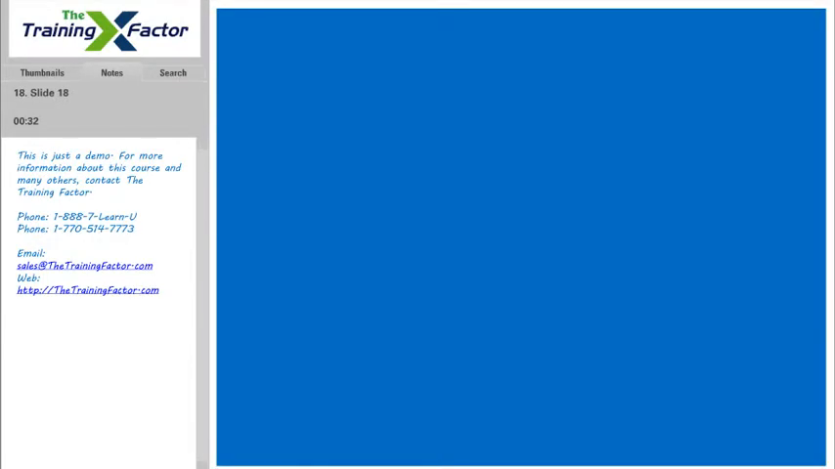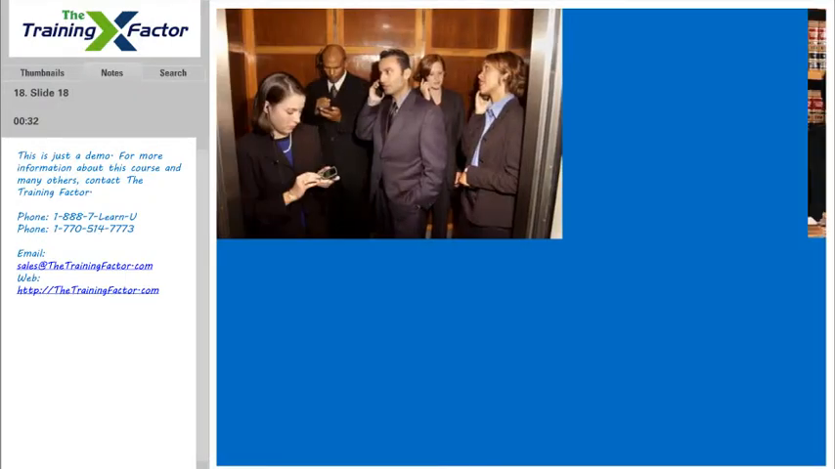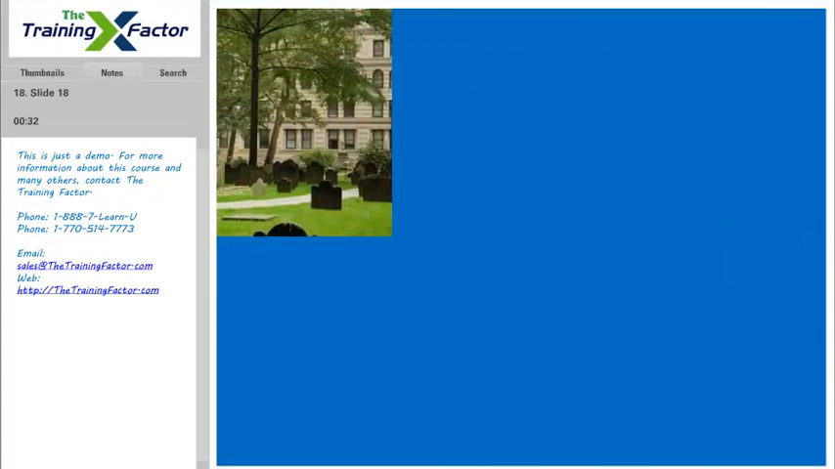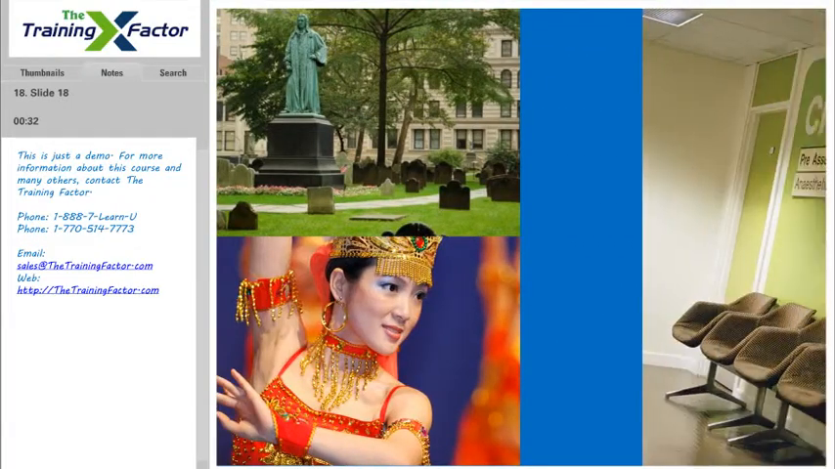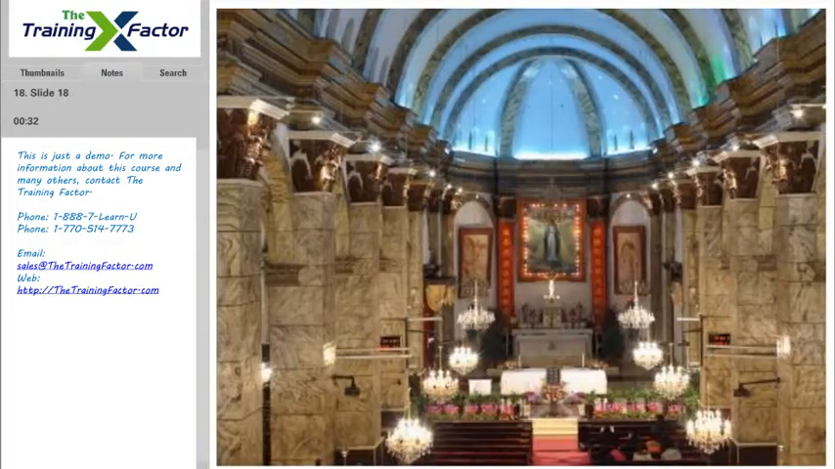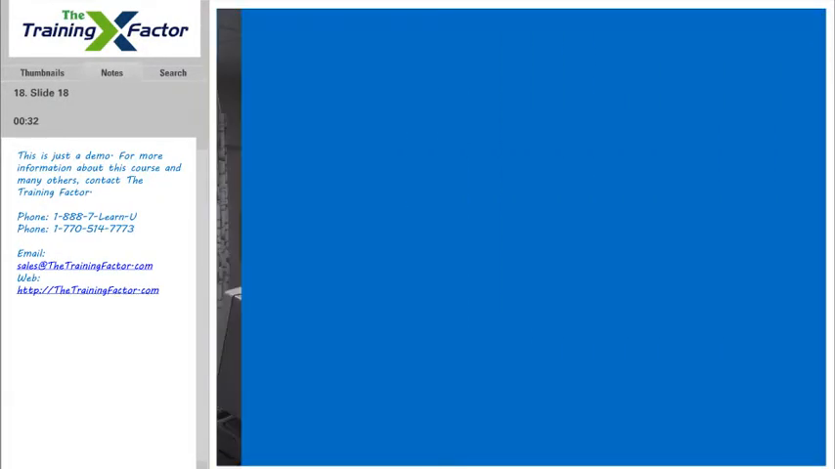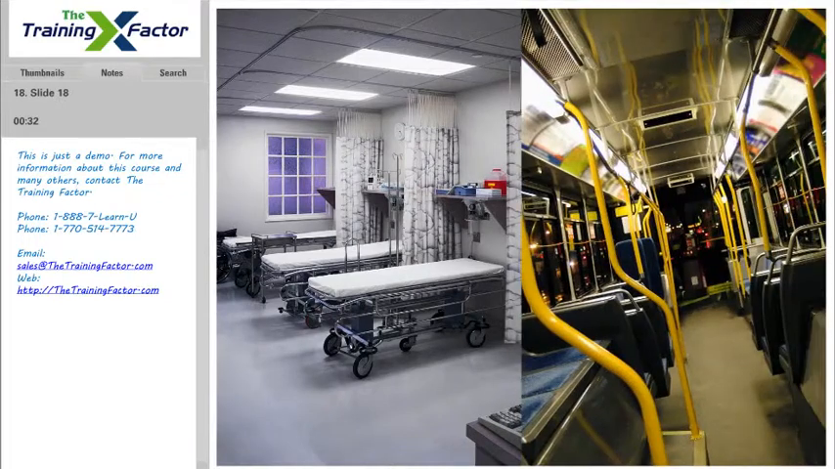Never talk in intimate settings or places where silence is imperative. Examples of these are elevators, libraries, museums, restaurants, cemeteries, theaters, dentist or doctor office waiting rooms, places of worship, auditoriums, or other enclosed public spaces such as hospital emergency rooms or buses.